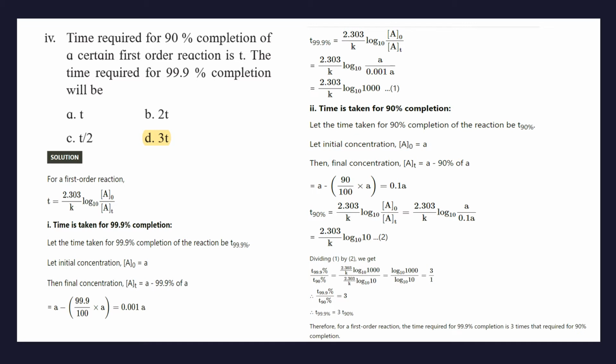Now dividing equation 1 by 2. Then T 99.9% upon T 90% is equal to 2.303 upon K logarithm to the base 10,000 upon 2.303 upon K logarithm to the base 10, 10. That is equal to 3 upon 1. That means T 99.9% is equal to 3 into T 90%. Therefore, for a first order reaction, the time required for 99.9% completion is 3 times that required for 90% completion. So the correct answer is option D, 3T.